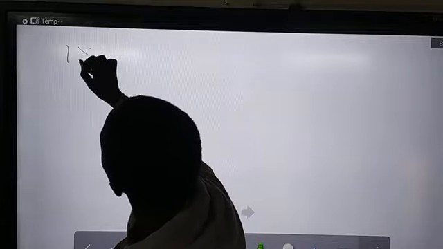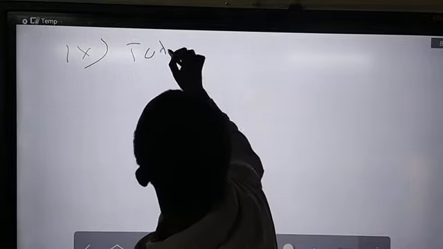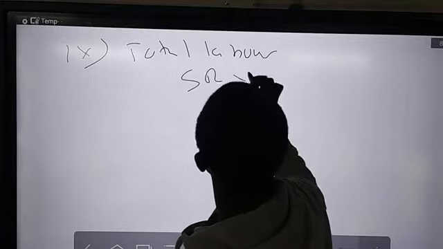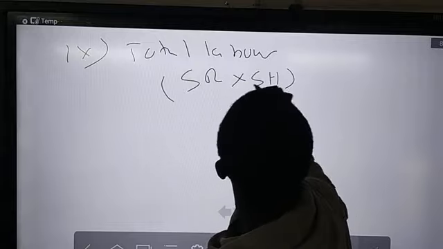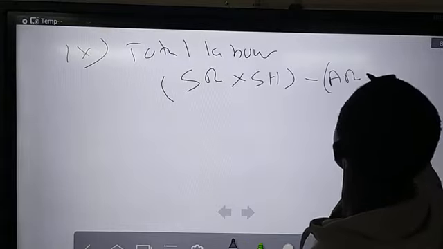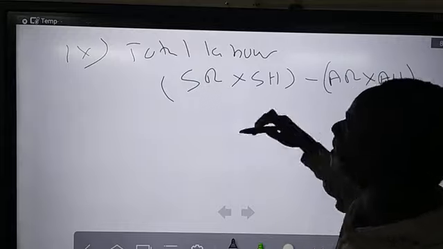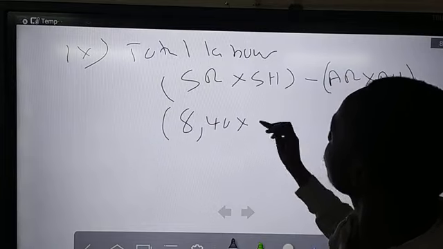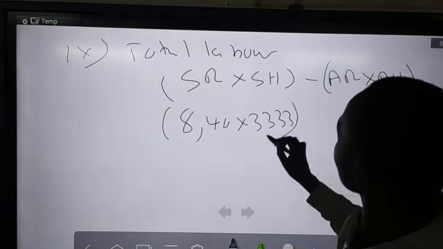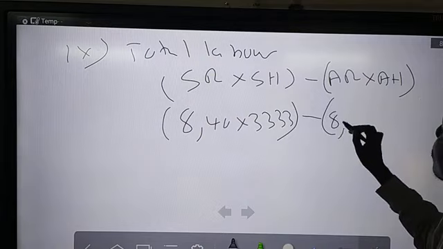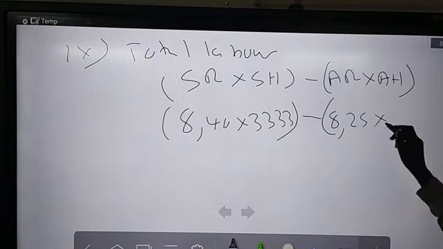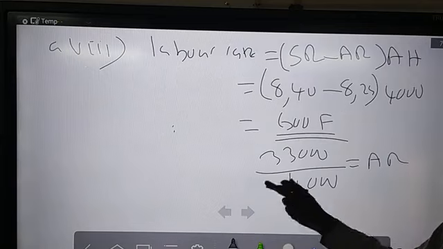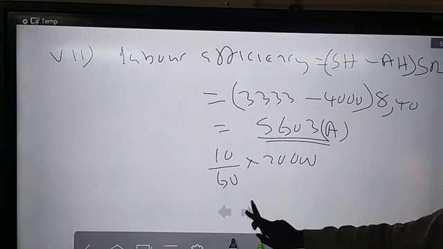Okay. The next one, that's number 9, they want us to calculate the total labor variance. The formula is standard rate times standard hours minus actual rate times actual hours. Let's now substitute. We now have the answers. This is 8.40. This one we have calculated was 3333. Then minus actual rate we just calculated, it's 8.25 times the actual hours, which is 4,000. I'm just taking them from the two formulas, from the labor rate and from the labor efficiency.